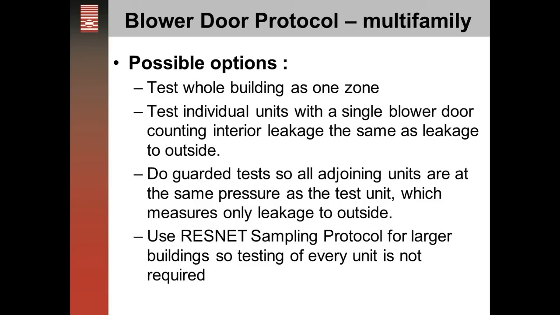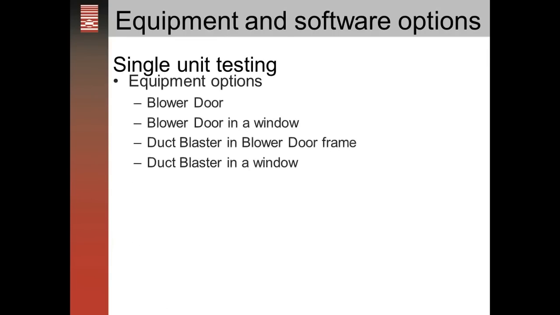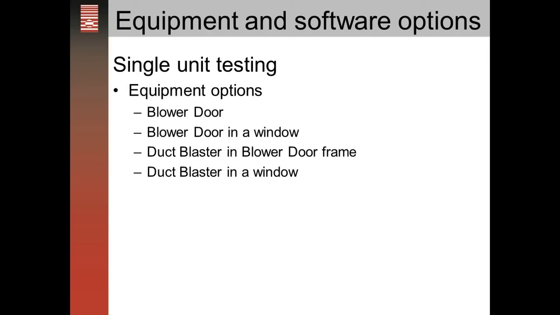Or maybe the local building official would let you use a ResNet sampling protocol for larger buildings, so testing every unit's not required. You'll have to talk with them about that because it's not specifically spelled out in the code, although it may be spelled out in your state. Your state may have rules that were written to state more specifics about how that test could be done and what your options are.